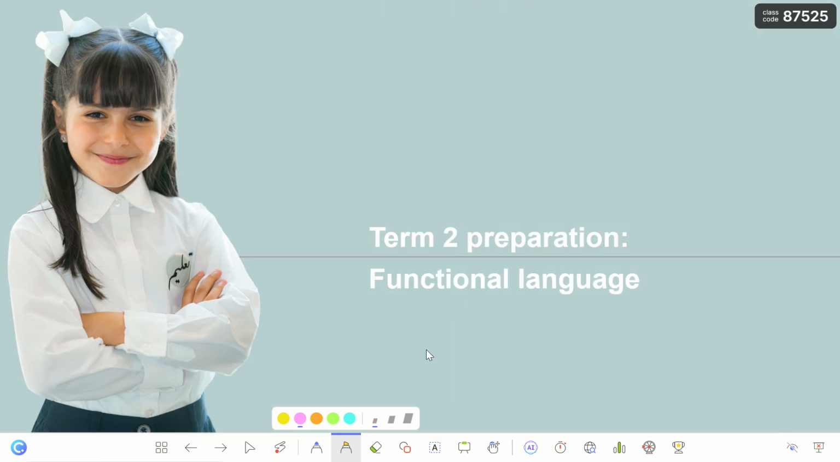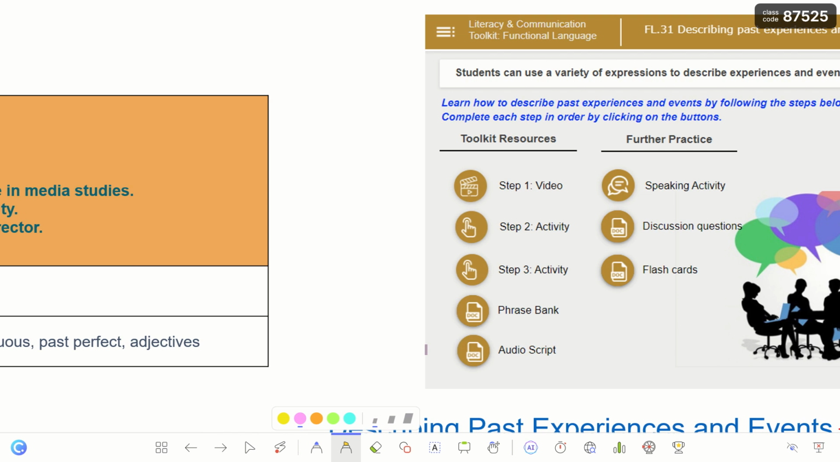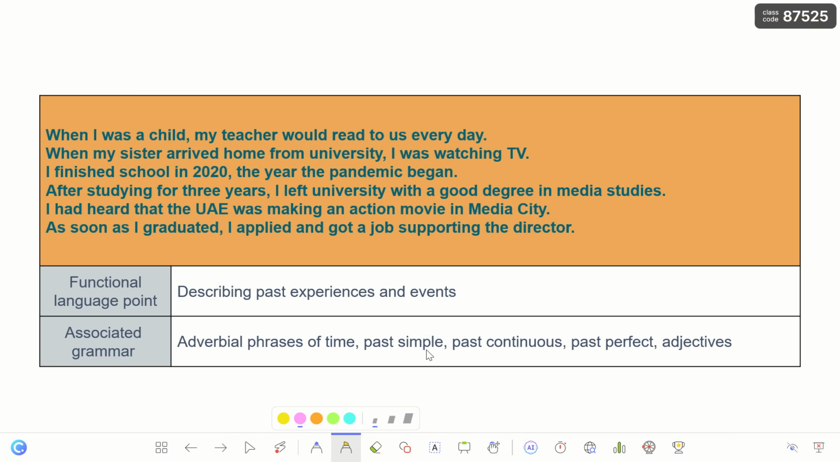Okay. For the functional language, ladies, here we have also, you need to focus on describing past experiences. That means you need to revise phrases used to talk about past events using past tenses, okay? Past continuous, past perfect, past simple. So I recommend you to go to that website on this functional language point.